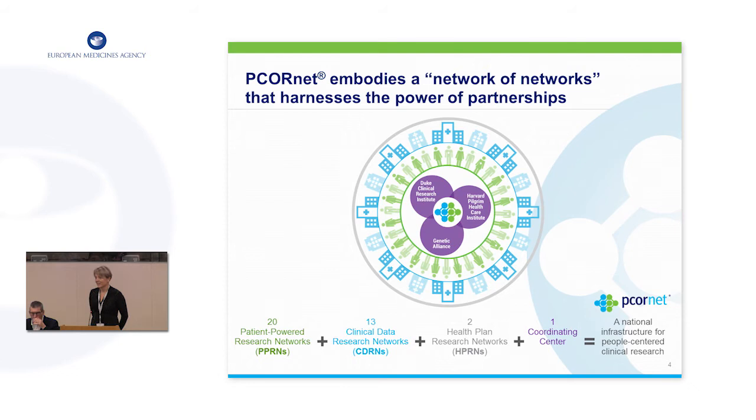There is a coordinating center in the middle of all of this that includes not just Duke, but Harvard Pilgrim, where Jeff and his team sit, and Genetic Alliance, which is based in Washington, D.C. Oh, I forgot our 2 health plan research networks. I skipped right over that part of the equation. Humana and Health Corps, 2 large health plans in the US, are also part of PCORnet. And this equation adds up to PCORnet.